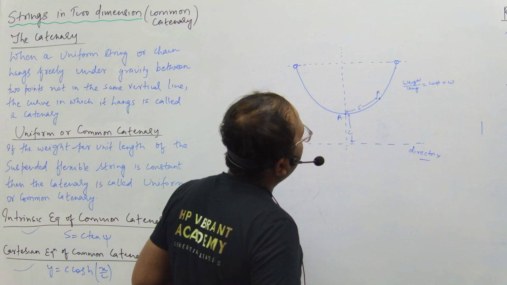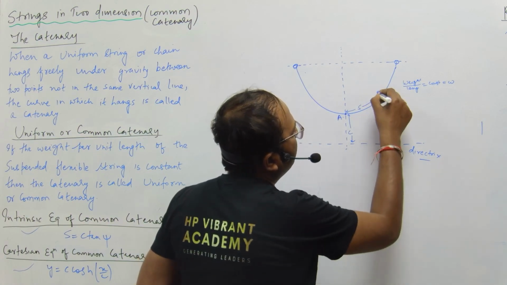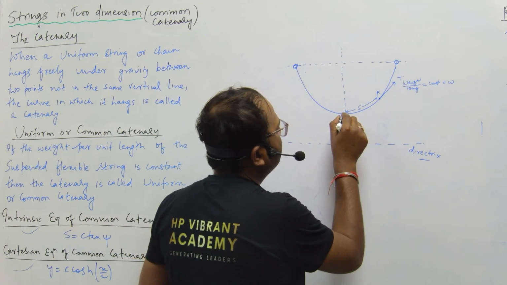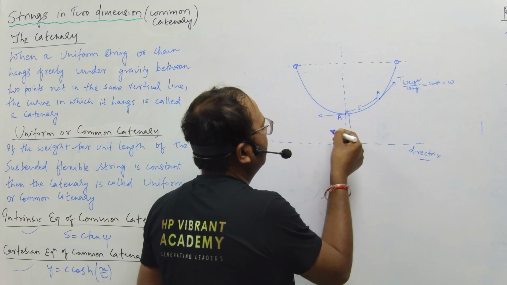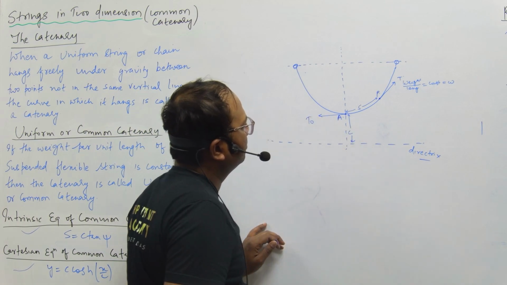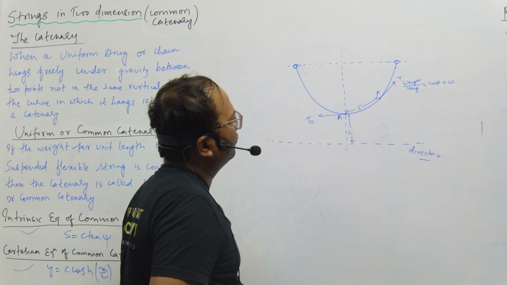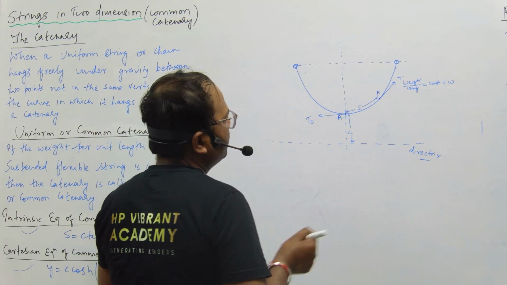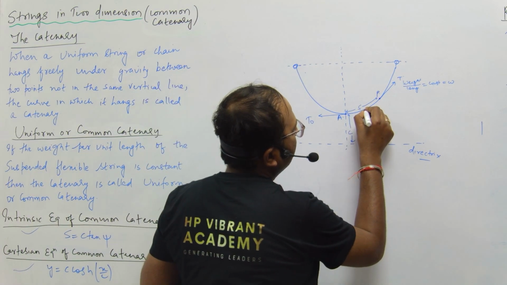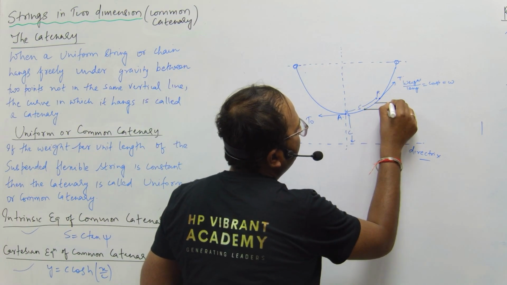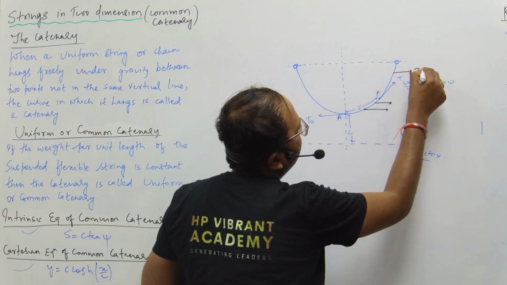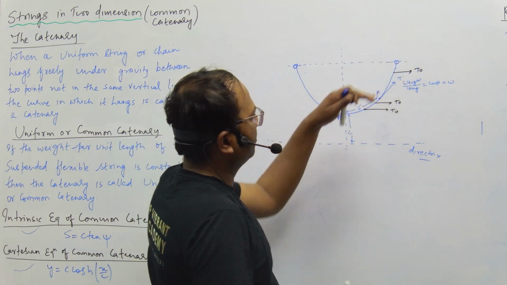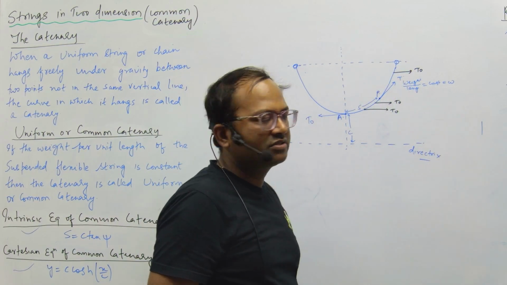Let the tension at point P be T, and the tension at point A is in the horizontal direction. Obviously, let us take this as T naught. At all the points, the tension in the horizontal direction will be equal to T naught. In the horizontal direction, the tension is constant.